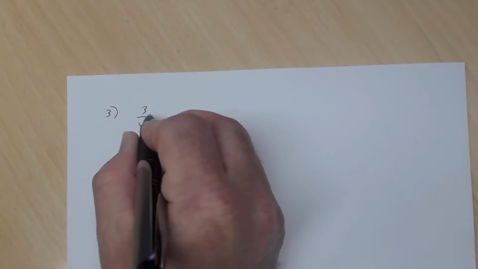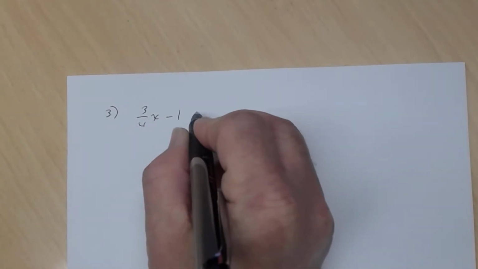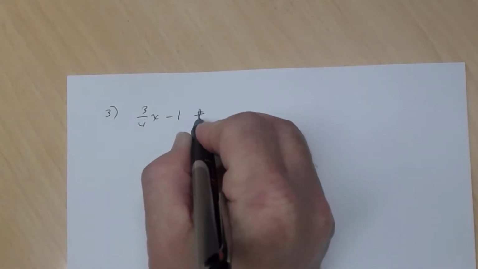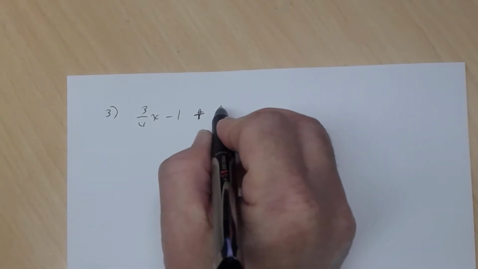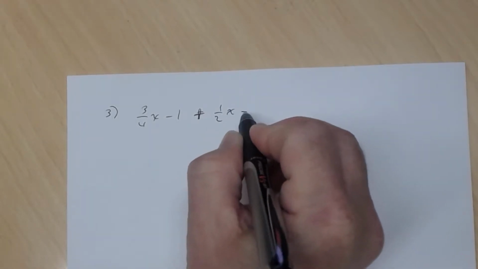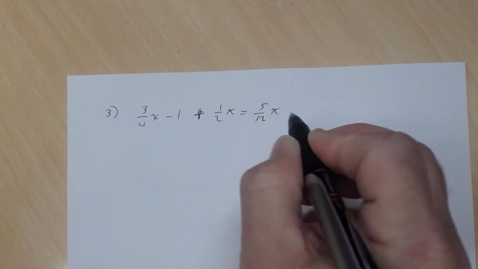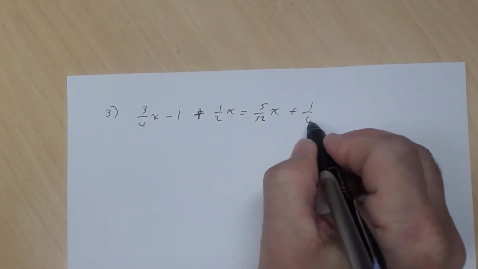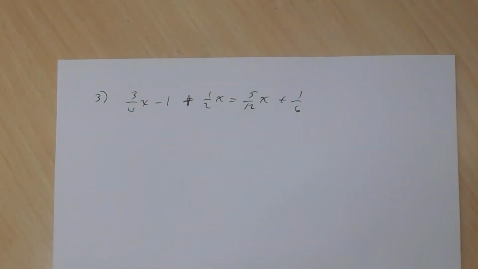Okay, number 3. Suppose you had 3/4 x minus 1 plus 1/2 x equals 5/12 x plus 1/6. So 3/4 x minus 1 plus 1/2 x equals 5/12 x plus 1/6.